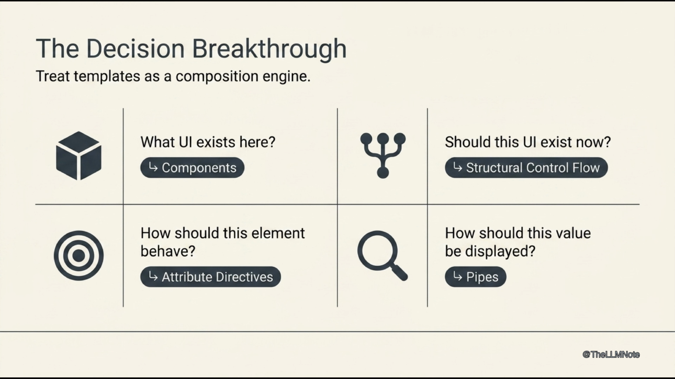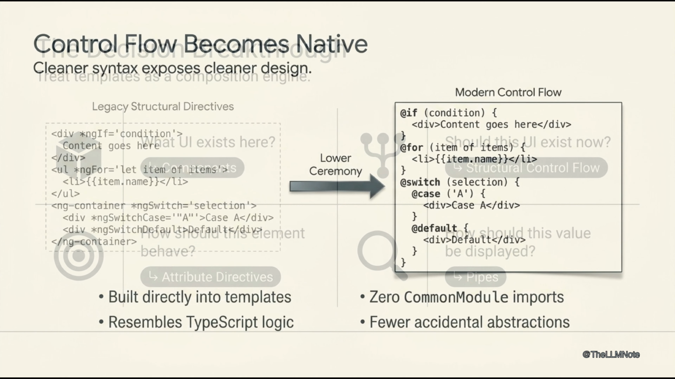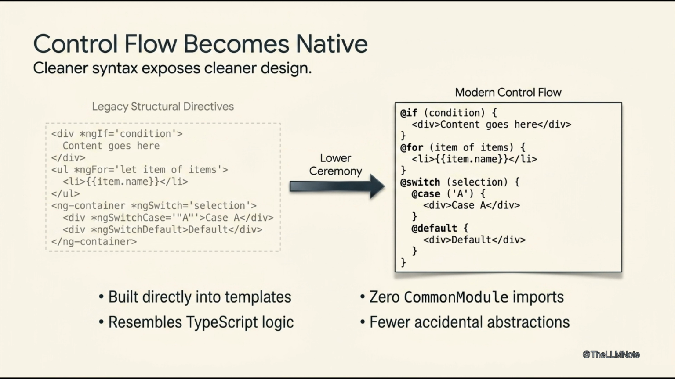Now let's zoom in on control flow becoming native. Modern Angular sharpens that model with built-in control flow. Next, @if, @for, and @switch move branching into syntax that resembles TypeScript logic. Importantly, Angular documents a migration path from older structural directives. Notably, the syntax is built into templates without importing CommonModule. Thus, the point is not fashion, but lower ceremony and clearer intent. More specifically, fewer accidental abstractions in the most frequently touched layer. Cleaner syntax exposes cleaner design.